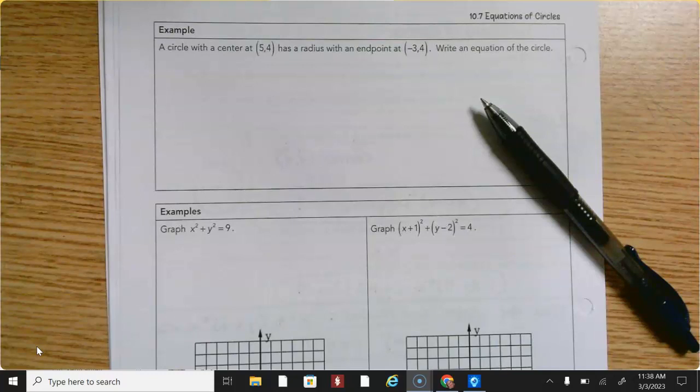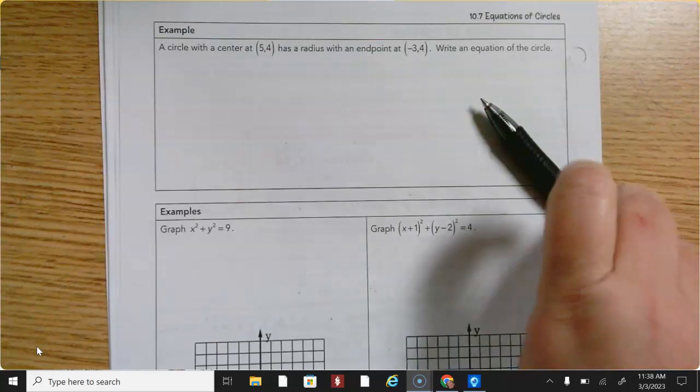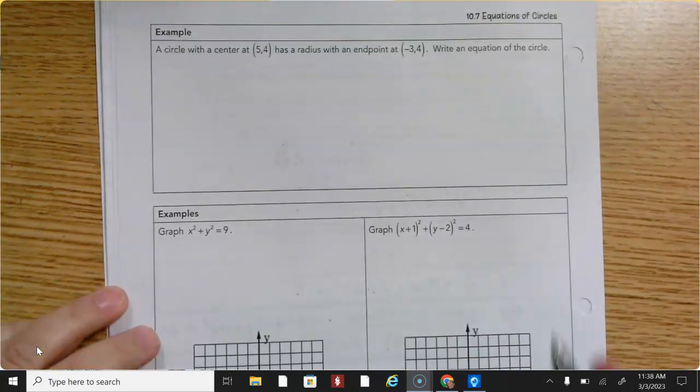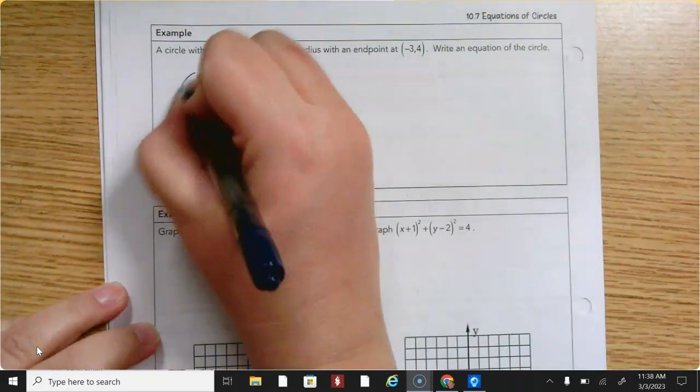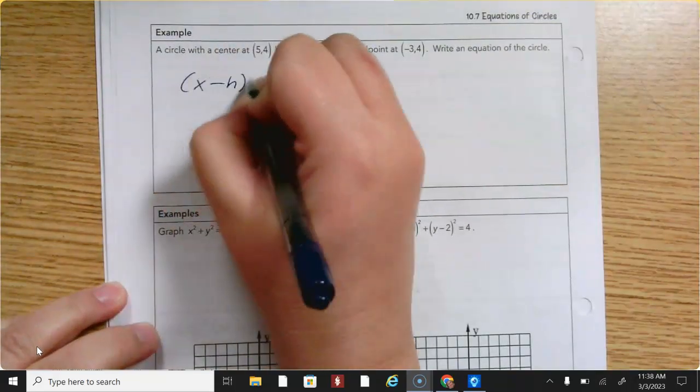Okay, now I'm going to go over it. So if you still need some more time, hit pause. I'm going to do it what I consider to be the more direct way, is I'm going to take the standard form equation of my circle.